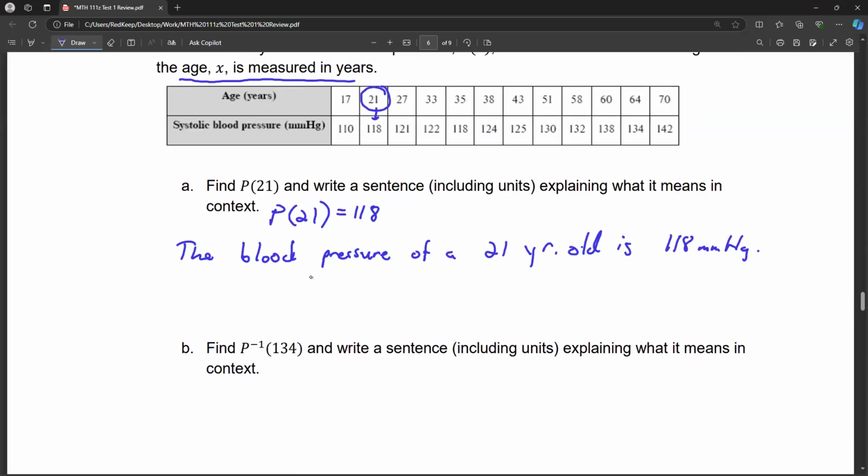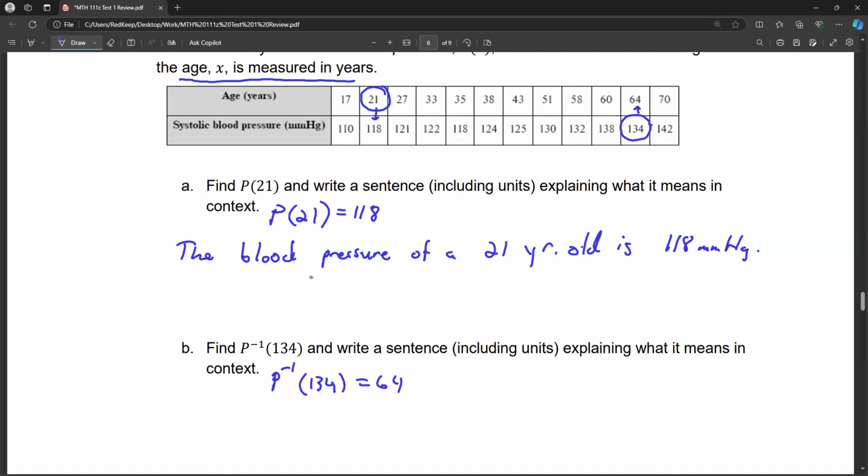So what we would do is look at the outputs, right? The blood pressure information on this table when it's 134. And so that's here, right? And so we're asking ourselves, well, what's the original input? And that is 64. So here I could just start by saying, well, P inverse of 134 is equal to 64.